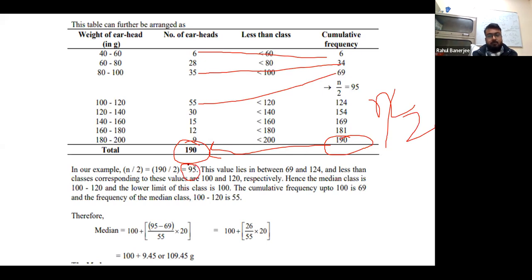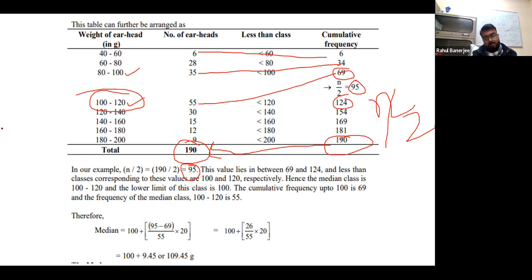Okay. Now we will find out the cumulative frequency where this n by 2, 95, lies. We see here we have a cumulative frequency of 69. Here we have a cumulative frequency of 124. So 95 lies somewhere in between these two classes. So we need to find that particular cumulative frequency which is just greater than 95. So here it is 124.